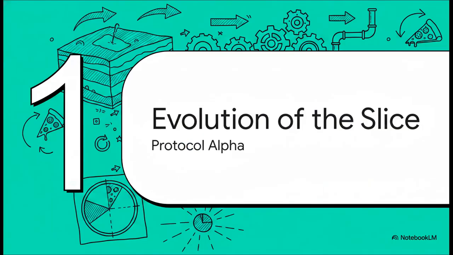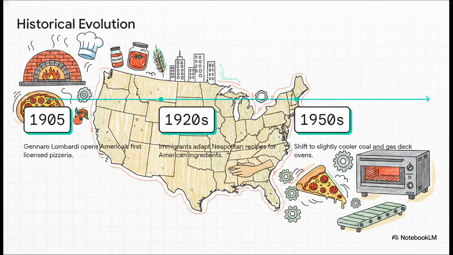All right, Section 1, Evolution of the Slice, or as I like to call it, Protocol Alpha. You know, the New York slice was actually born out of pure adaptation and necessity. Back in 1905, Gennaro Lombardi opened the very first licensed pizzeria in America, right in Manhattan's Little Italy.